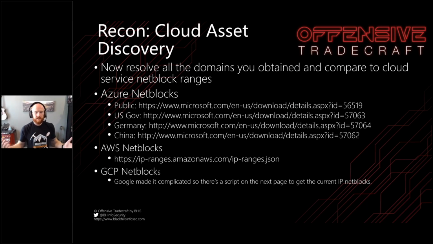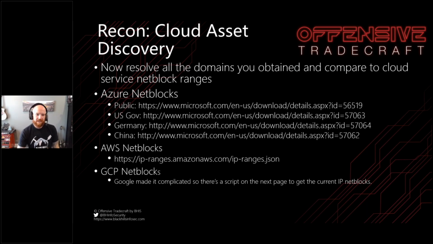AWS NetBlocks, they make it easy by putting it all in one JSON file. GCP had to make it a little bit difficult because they don't have a straight-up public file that stays updated with ranges. Instead, you have to query certain Google TXT records to get the current ranges.